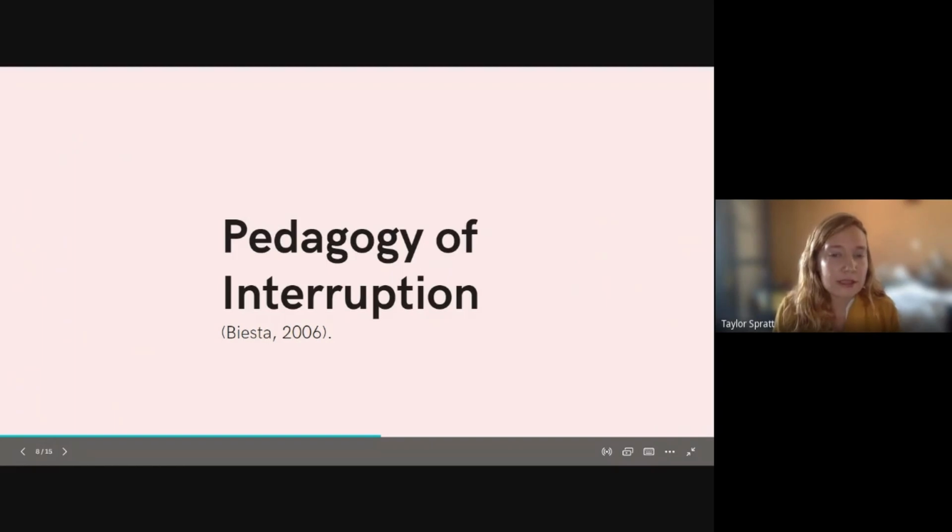Pedagogy of interruption sees education as an ethical project where subjectivity is shaped, interrupted, and altered in the political sphere of relations with plurality and difference. So this idea of difference is a productive and an indispensable force in how we are all educated, both in school, out of school, and throughout our lives.